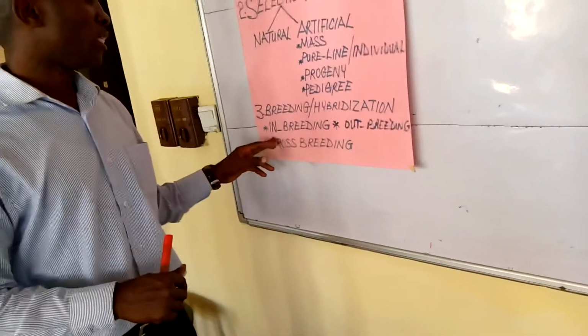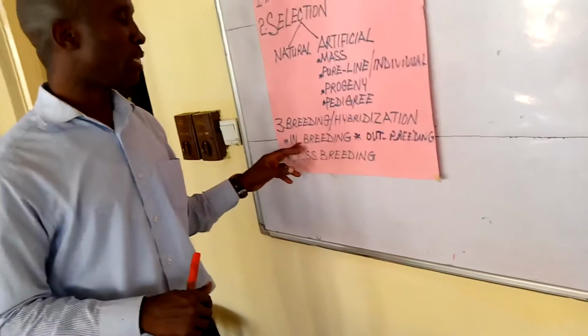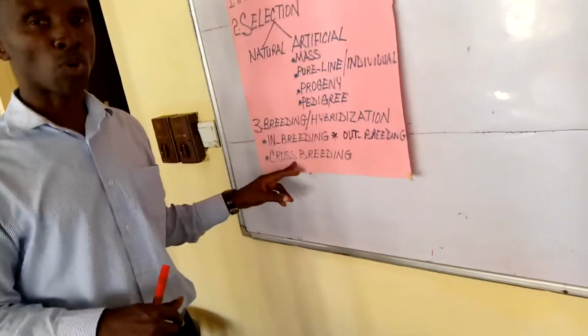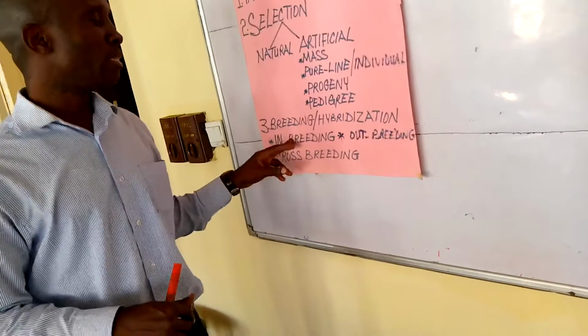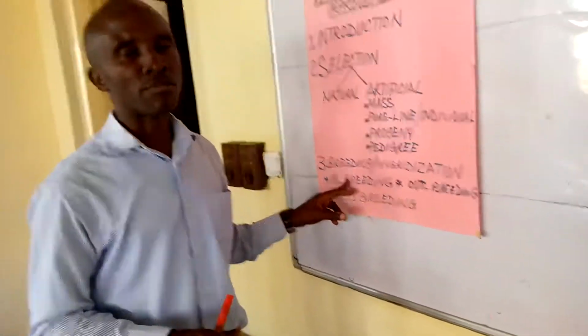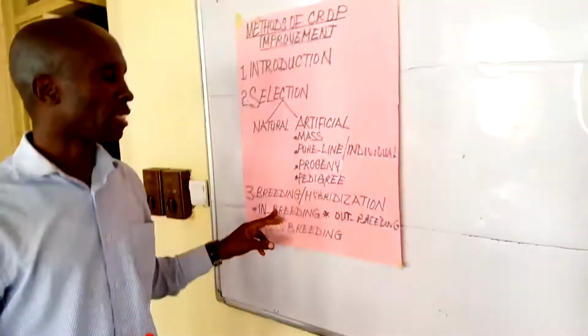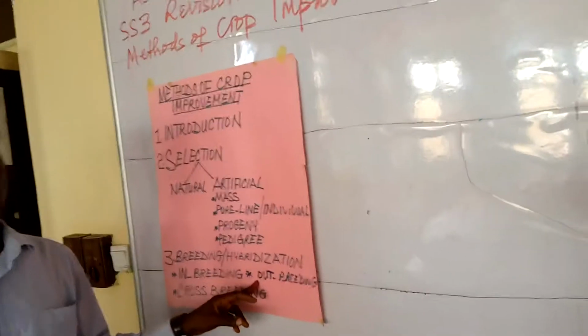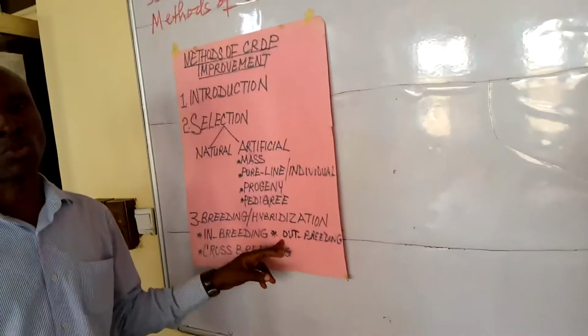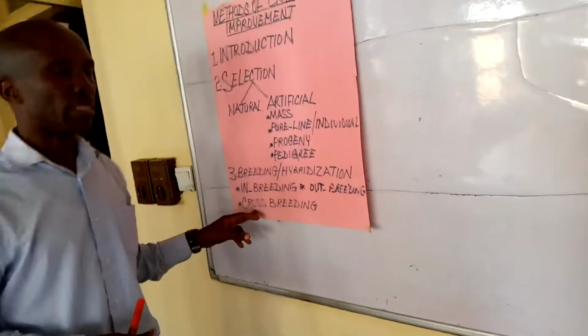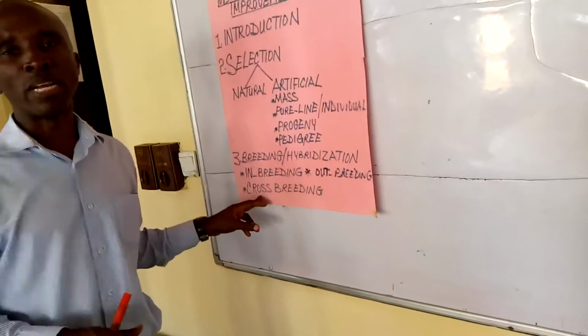There are three types of breeding. There is inbreeding, there is outbreeding, and there is crossbreeding. Inbreeding is breeding of crops that are closely related. Outbreeding is breeding of crops that are not closely related. Crossbreeding is breeding of crops that are not related at all.